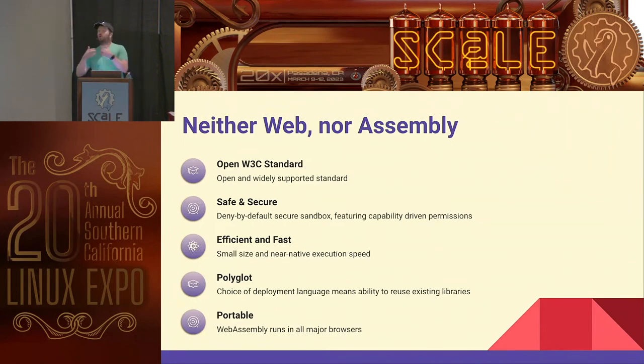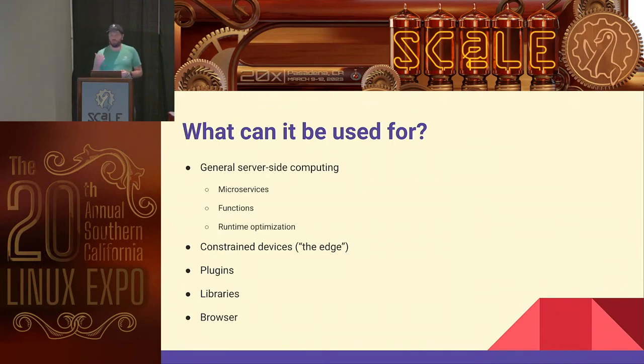So that's a little overview about WebAssembly, why it started in the web, why it's good now, but let's talk about, well, what can it be used for then? The first big category is the general server-side computing use case. This is microservices, functions as a service. It also is very, very interesting as runtime optimization.